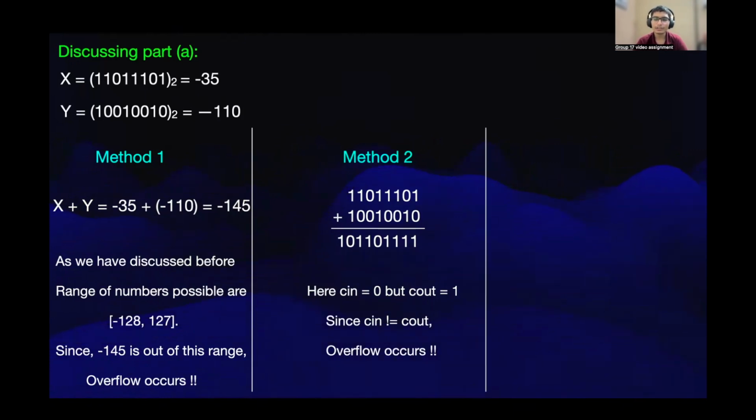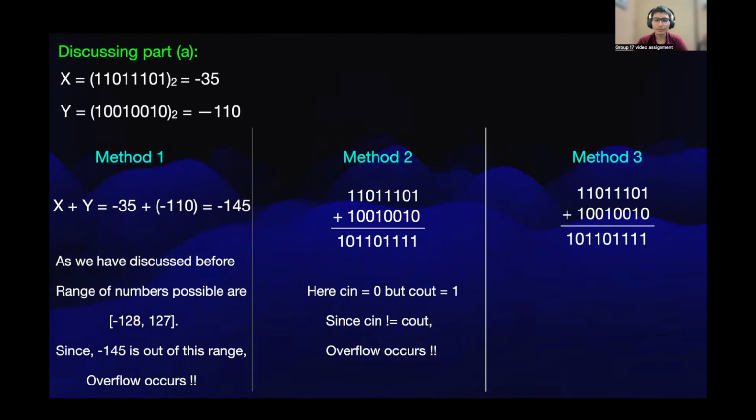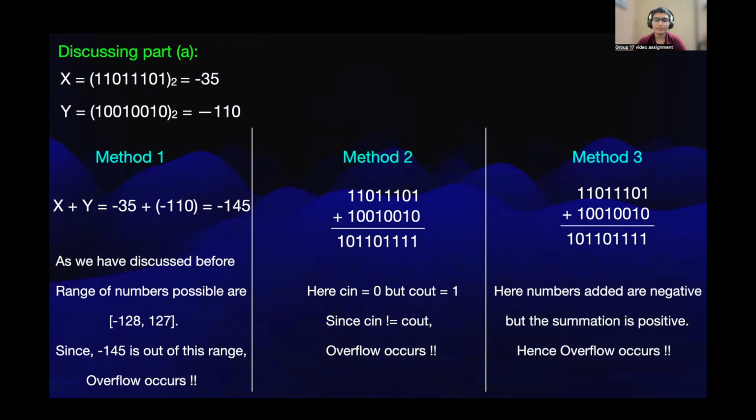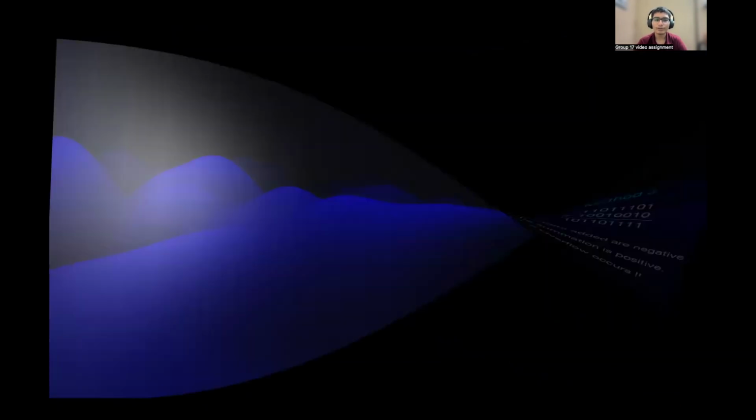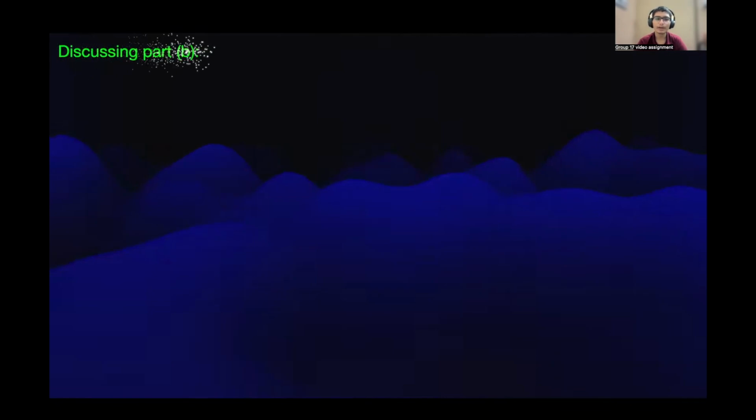Now we are going to method 3. In method 3, we are using the concept that if sum of two negative numbers results to positive number, then overflow occurs. Similarly, if sum of two positive numbers result in negative number, overflow occurs. So again, we are going to add x and y using binary addition. As shown, numbers added are negative, but summation is positive. Hence, overflow occurs.